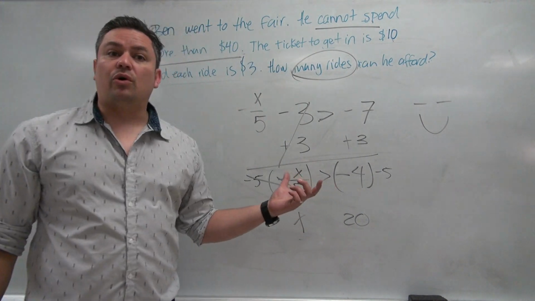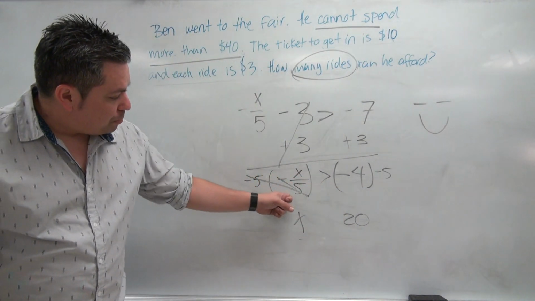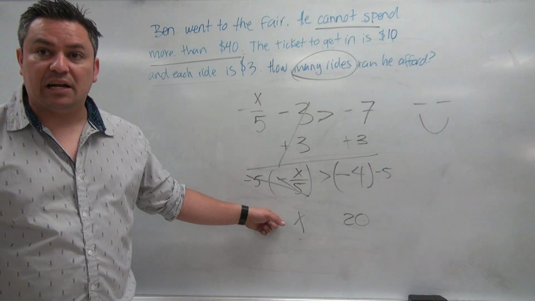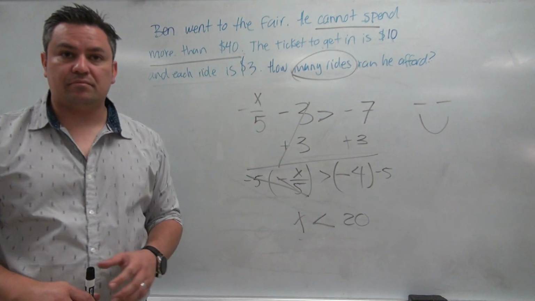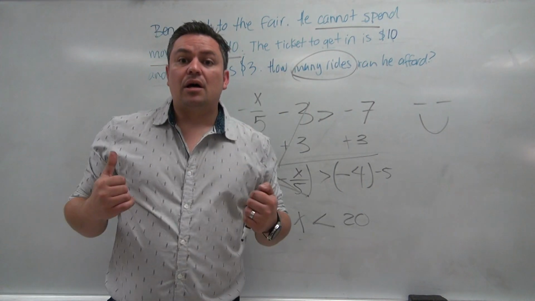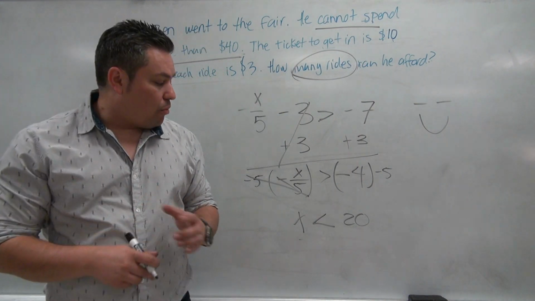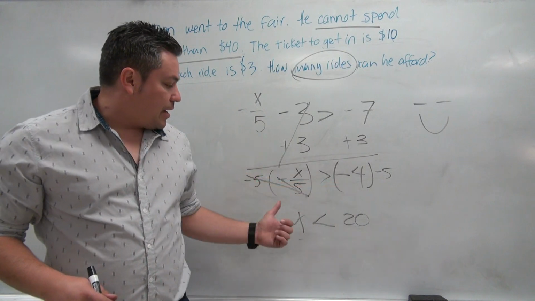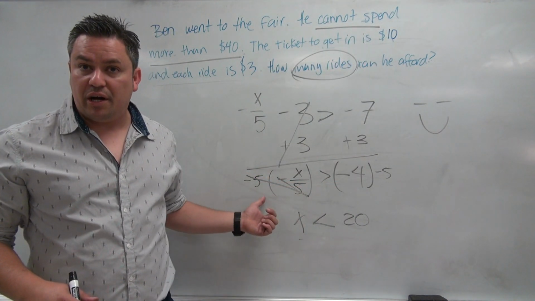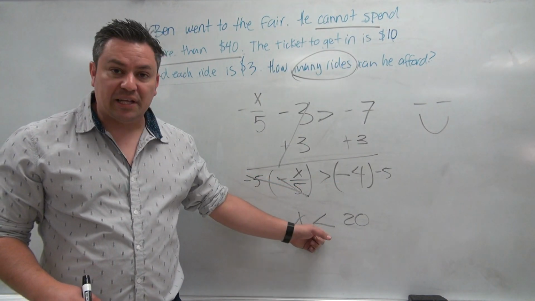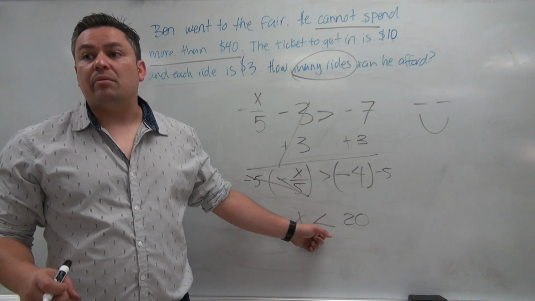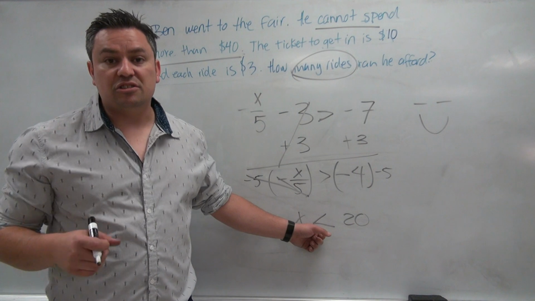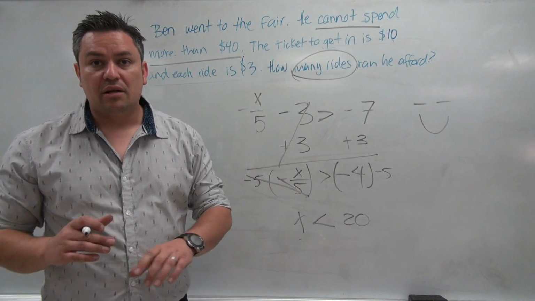Now, this is a rule. When you multiply or divide by a negative number, you flip the sign. That's the only difference than equations. When you multiply or divide by a negative number, like we did over here, you gotta flip the sign the other way. That's the only difference.